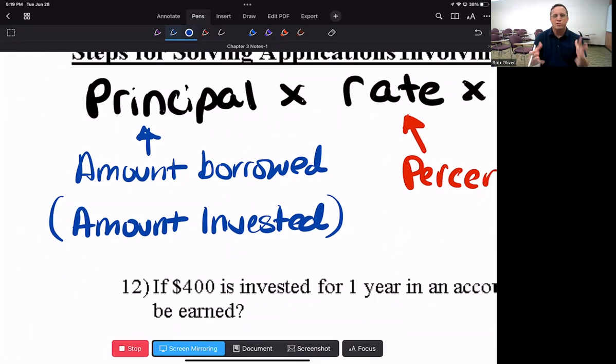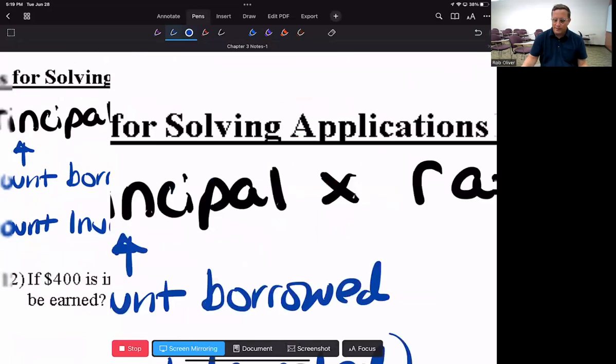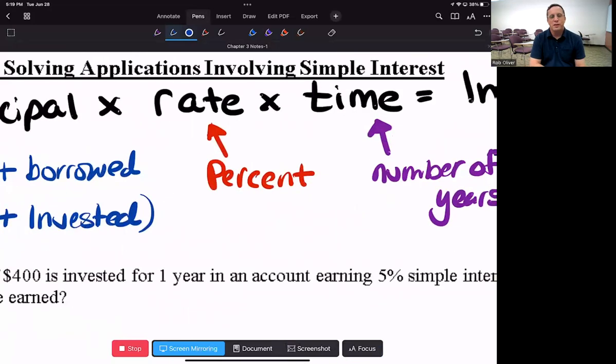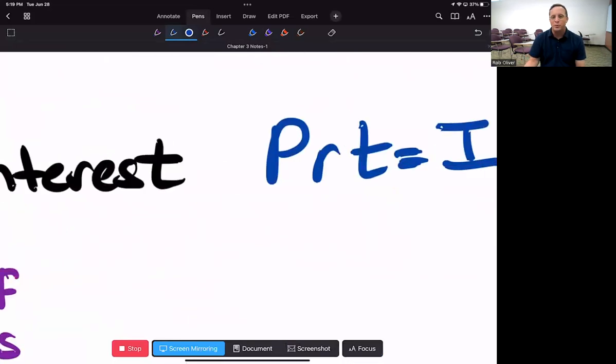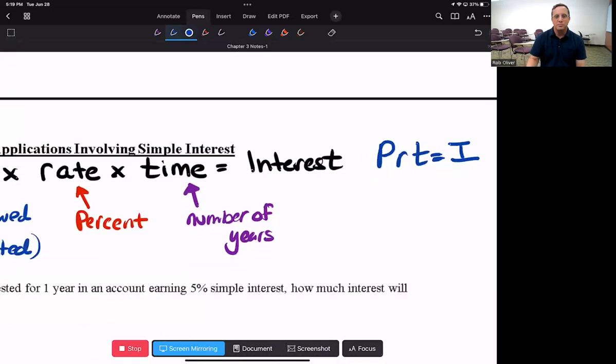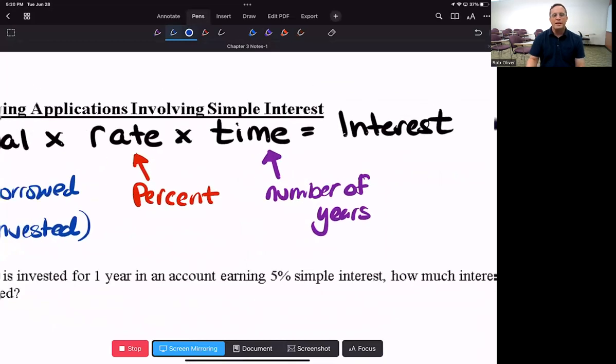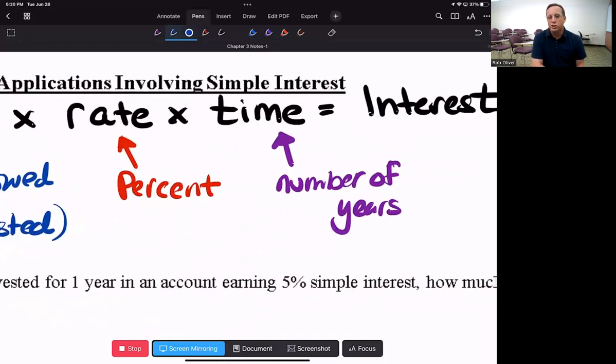But your principal is kind of what you're starting off with. The rate is the percent. Sometimes this formula throws people off because they think P stands for percent. P stands for principal. So the rate, R, is what you're being charged.